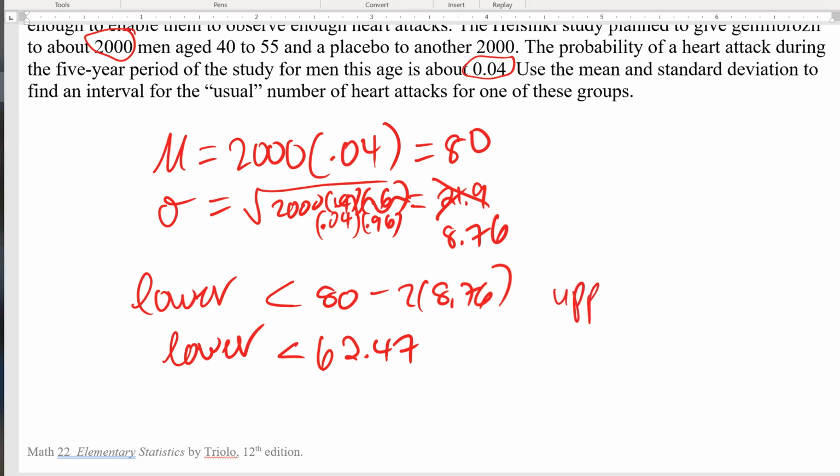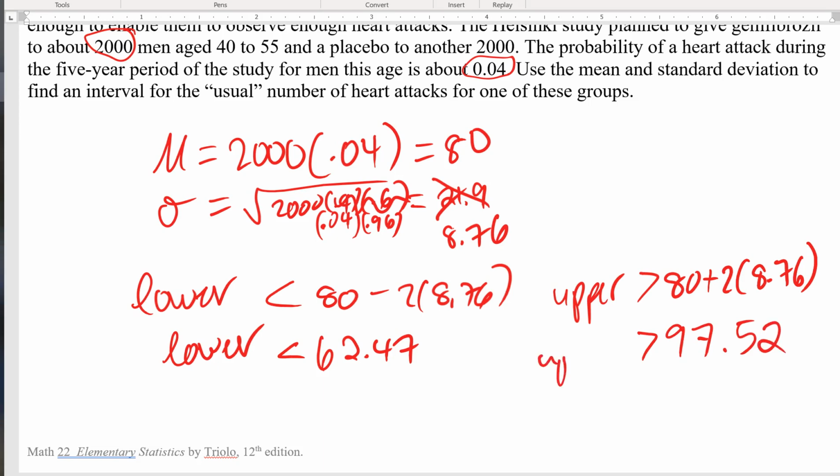What would the upper bound be? Well, that would be 80 plus 2 times 8.76. So that would be 97.52. So if I'm giving the people the medicine and they have 90 heart attacks, well, that's still within the usual. That just means the medicine doesn't work. But if I give them the medicine and you have 98 heart attacks, 99, 100 heart attacks, then you go, not only does this medicine not help, but it's actually causing more heart attacks than we would expect.